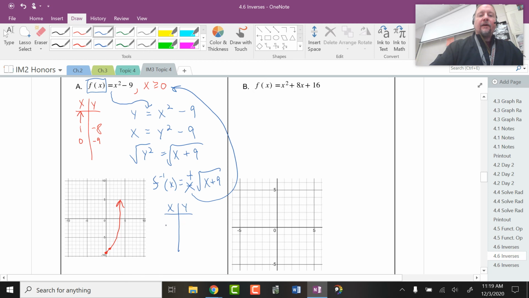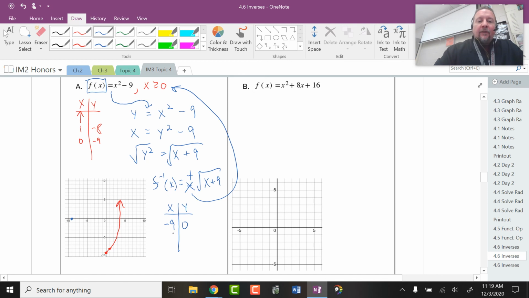The very first number that I would plug in is -9. Because -9 plus 9 is 0. The square root of 0 is 0. Well, lo and behold, the red graph has 0, -9. The blue graph has -9, 0. Domain and range exchange. X and Y switch.